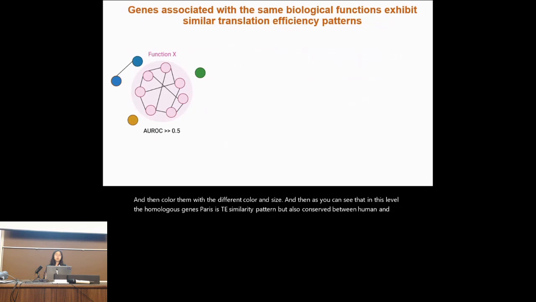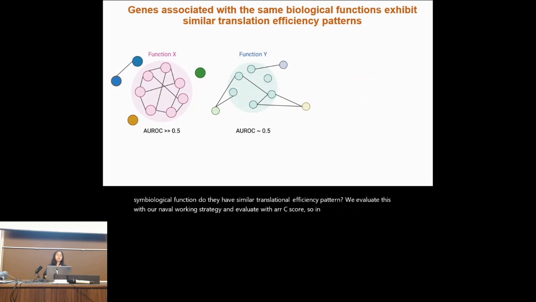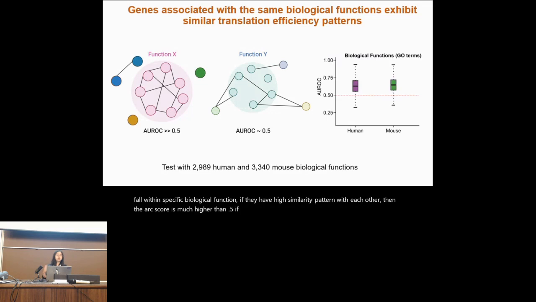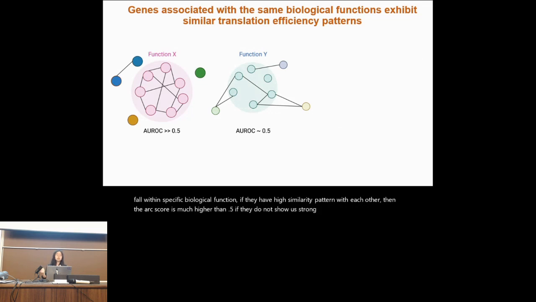And then the last question we want to answer is how genes associated with the same biological function, do they have similar translational efficiency pattern? We evaluate this with our neighbor voting strategy and evaluate with AUROC score. So in this strategy, if genes fall within a specific biological function and have high similarity pattern with each other, then the AUROC score is much higher than 0.5. If they do not show a strong similarity TE pattern, then the AUROC score is around 0.5 or even lower.